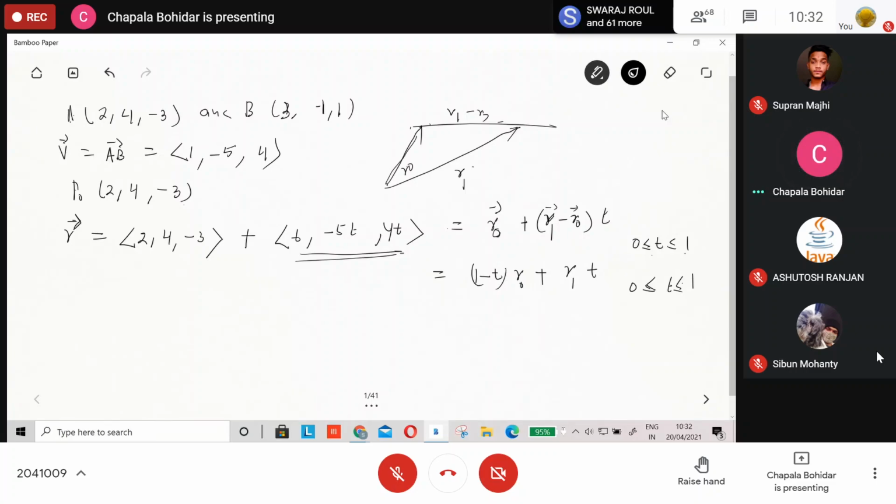So now, skew lines. All of you clear here? From this example, we get this formula. Yes, it is clear or not? Yes, ma'am. Clear, ma'am. Okay. From this example, we get this formula. So now come to skew lines.